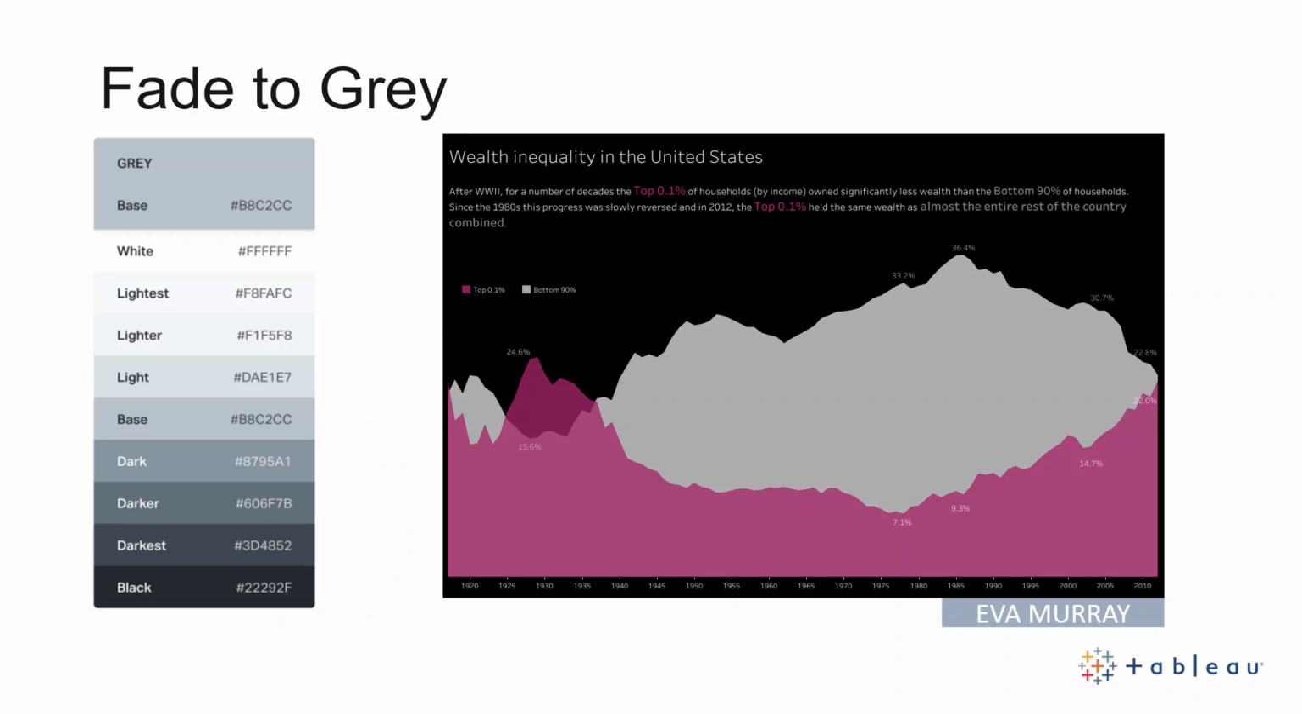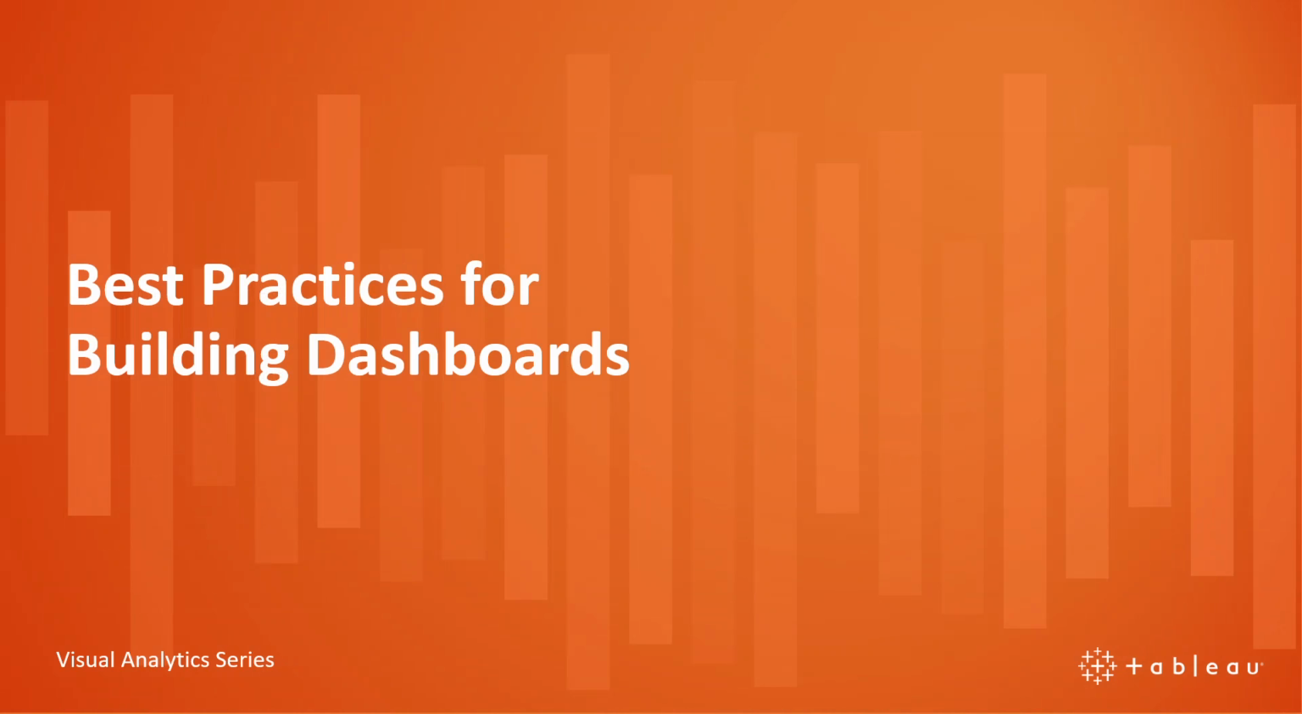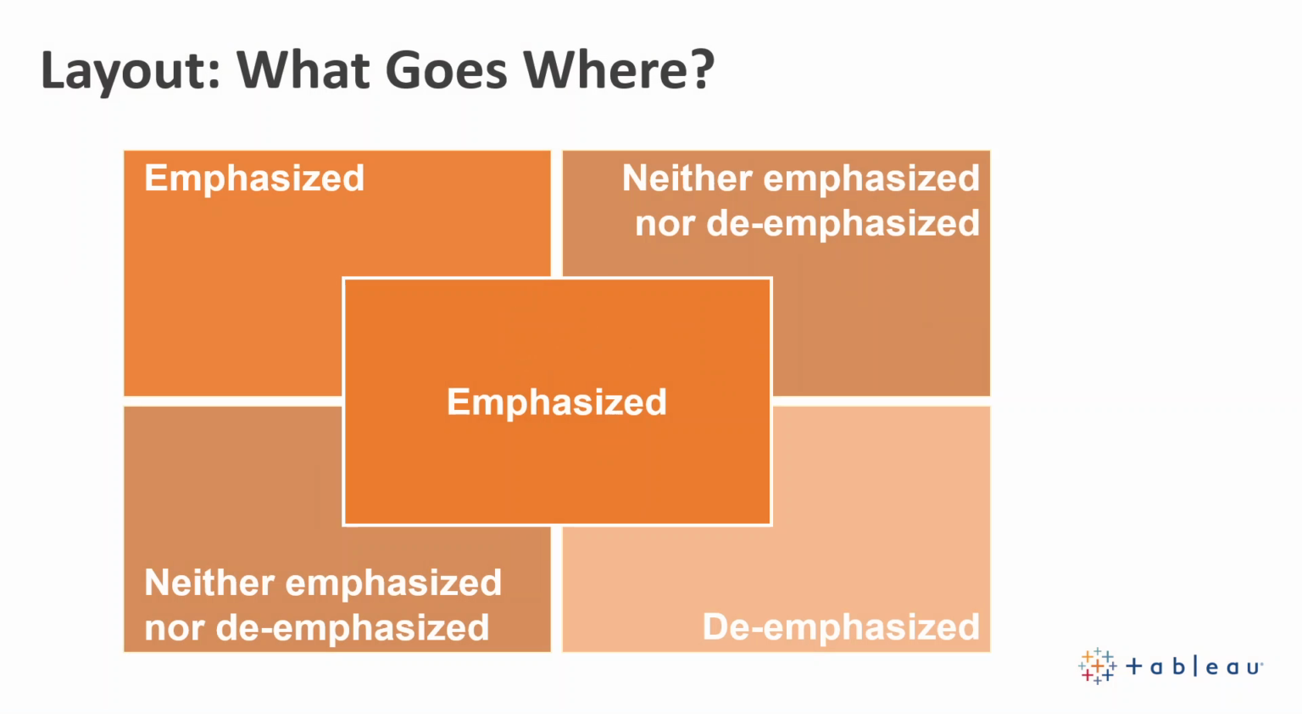The solution is to always start with gray. The absence of color is, if anything, more powerful. Look at the impact it has on the view on the right. Eva Murray visualized wealth inequality in the United States over time. She has dimmed the color in the back so that you can focus on the forefront. And we can see here that by the year 2010, the top 0.1% of the population had accumulated as much wealth as the rest of the population.